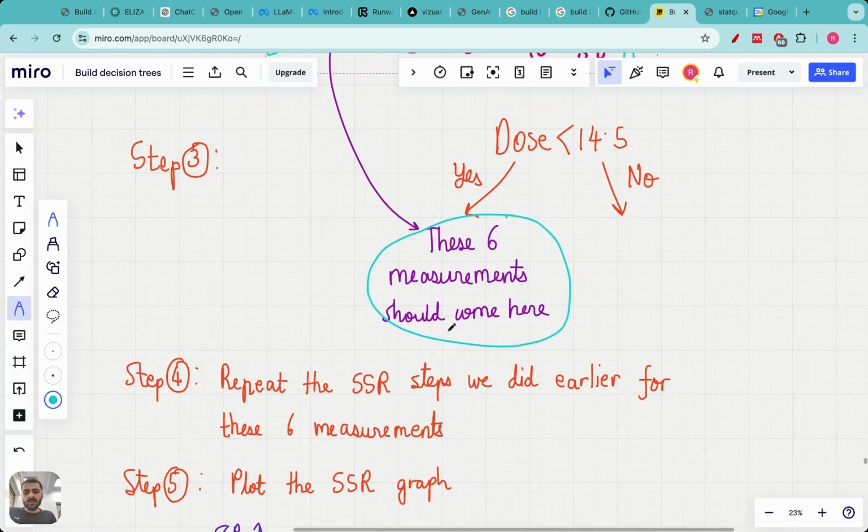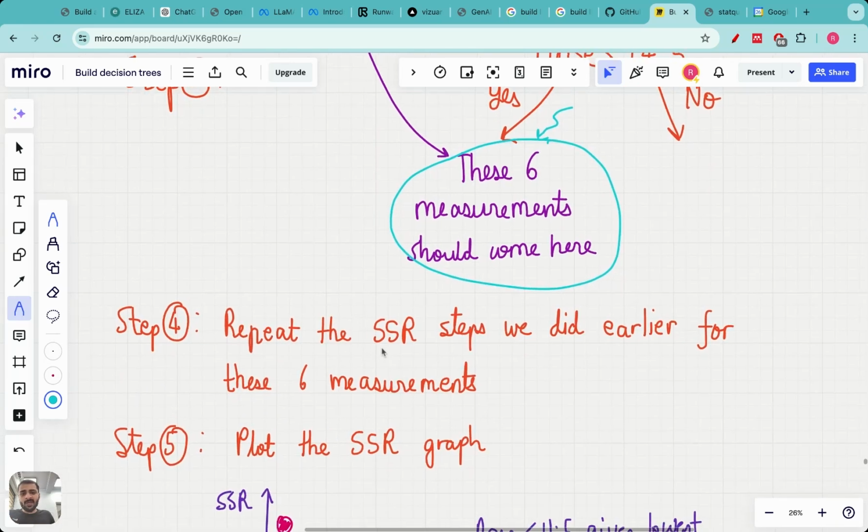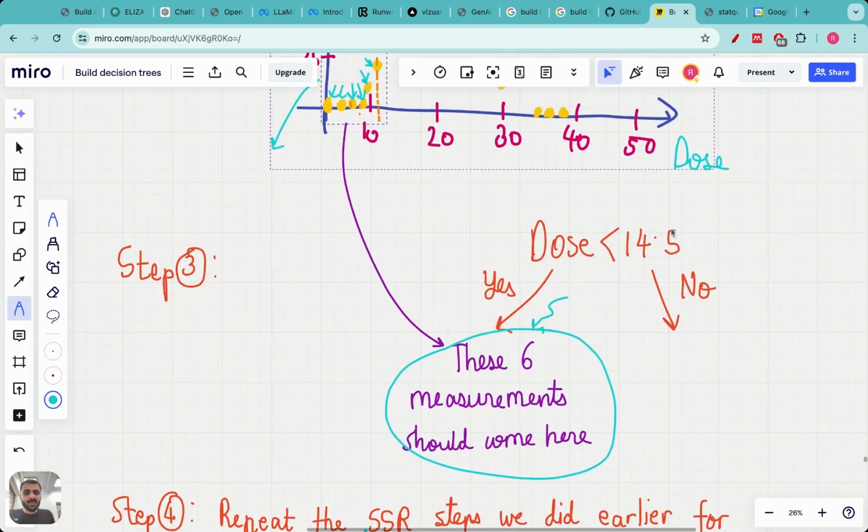Now, ideally, what we should be doing is that we need to further divide this into another threshold, right? Like maybe we need to make one more threshold of dose less than 3 or dose less than 5 or dose less than 7 in this category. And to understand what that threshold should be, we need to repeat the sum of squared residual steps which we did earlier for the root node calculation.